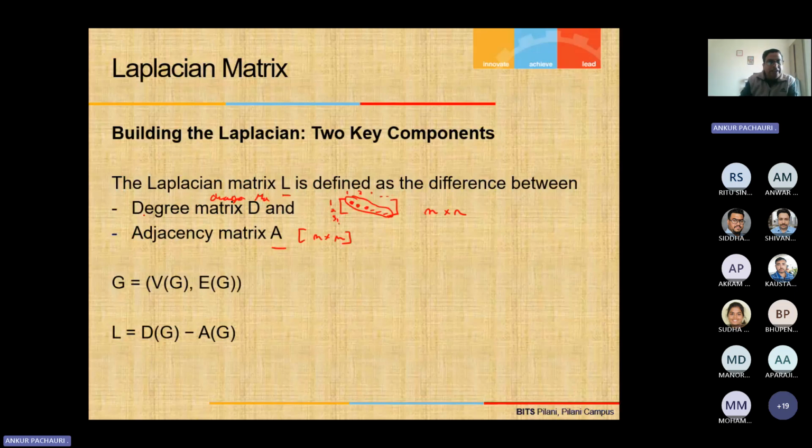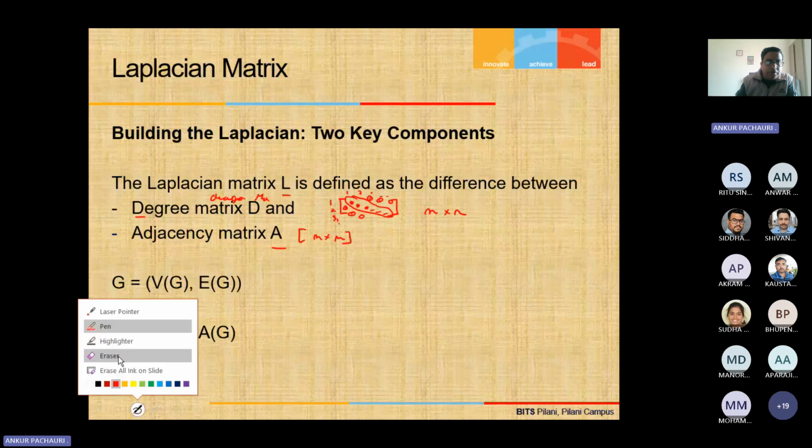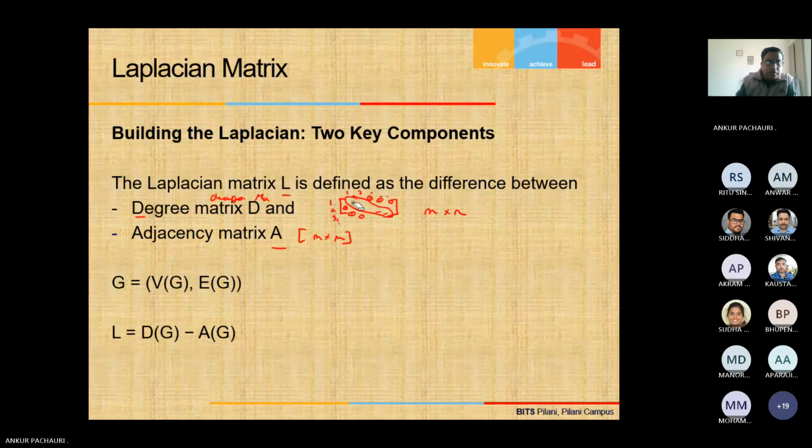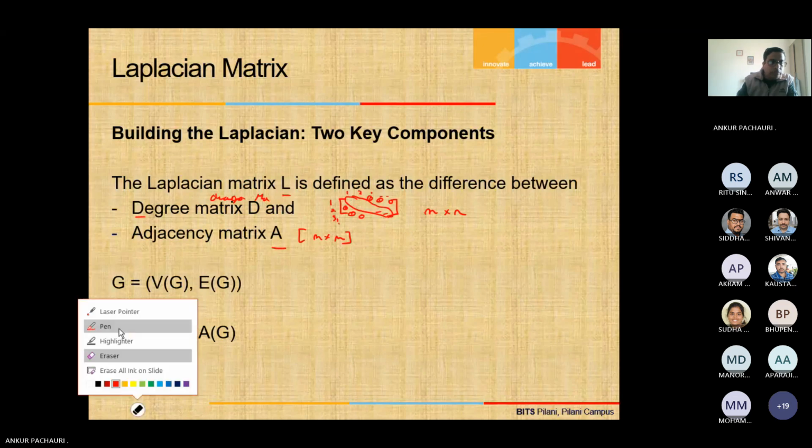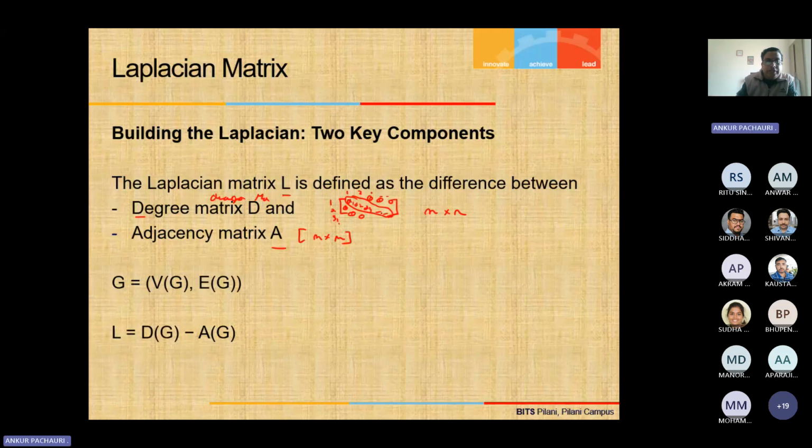So this degree matrix will be a diagonal matrix. It stores only the degree of each node in the diagonal. The rest of the non-diagonal elements will be zero. That's why I was hesitating to write it as a dot. D1, D2, D3, and so on. So only the diagonal elements are non-zero, whereas the non-diagonal elements will be zero.